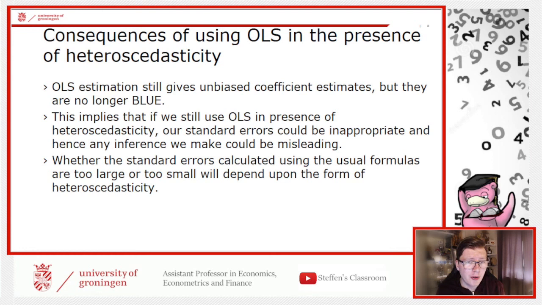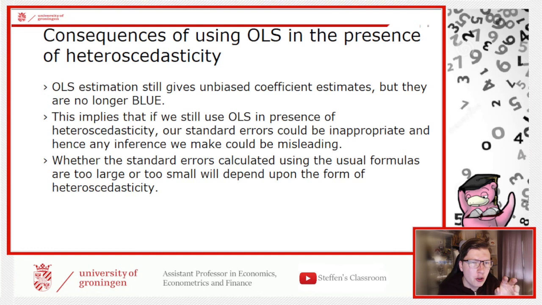What happens? They're no longer BLUE. That is, they're no longer best. And that, of course, means that the inference that you would conduct with, so to speak, wrong standard errors could lead to simply misleading conclusions. What do I mean? Suppose you have heteroscedasticity and your standard errors are smaller than they should be. Because they're smaller than they should be, you're more likely to reject any null hypothesis that you have, thereby concluding something is significant where it may not be. It could also be the other way around. But you can see you can come to misleading conclusions because your standard errors are not precise.